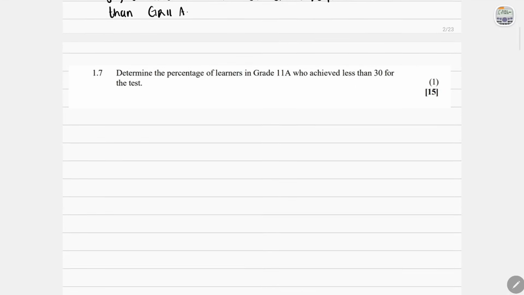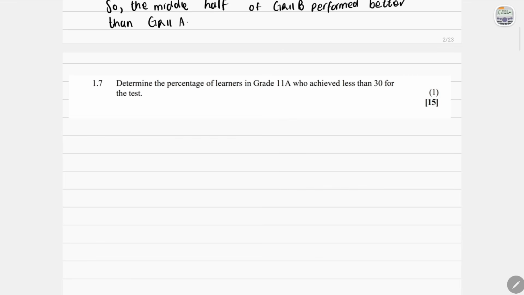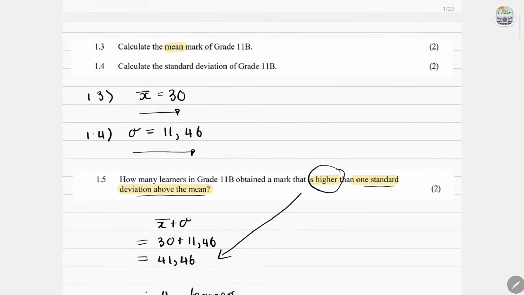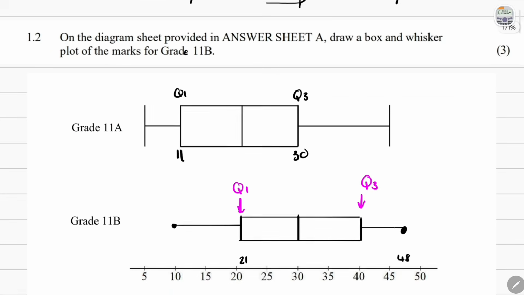And the last question, 1.7, says, determine the percentage of learners in grade 11A who achieved less than 30 for the test. So less than 30 in grade 11A. Here's 30. So the percentage that received less than 30 would be this. And you just have to think about it with your box and whisker diagram. How much of a percent is this selected part?